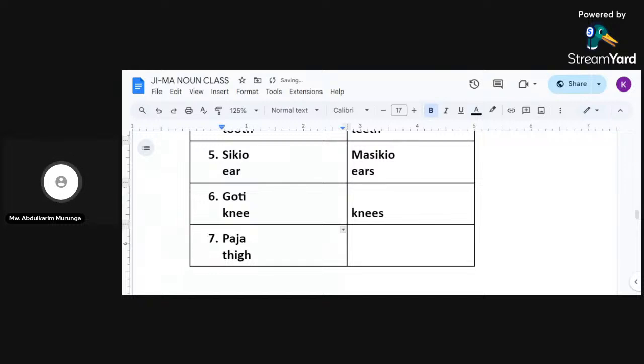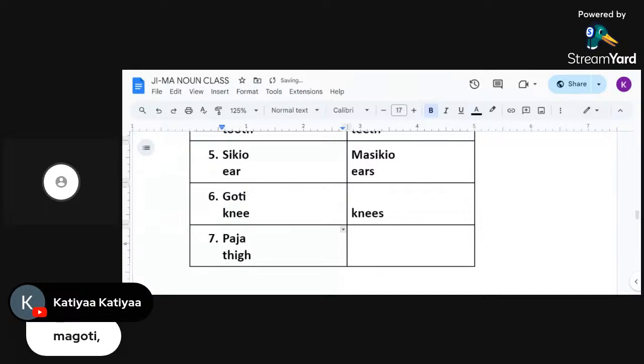Goti, number six. The plural for the word goti. Asante sana ndugu Katia. Magoti. Sawa. Ndugu Katia, unatoka wapi? Unatoka nchi gani? Magoti means the knees. Okay, paja is a thigh.